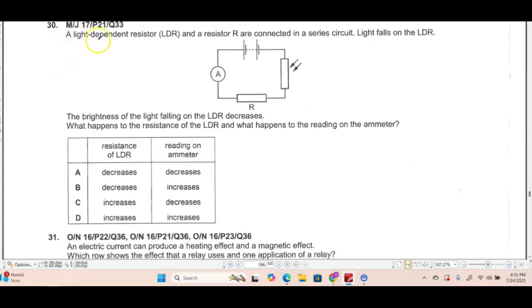Question number 30. A light dependent resistor LDR and a resistor R are connected in series circuit. Okay, light falls on the LDR. The brightness of the light falling on the LDR decreases. Okay, what happens to the resistance of LDR and what happens to the reading on the ammeter? Now as they've stated that the light falling on the LDR decreased, so as the light decreased, the resistance of the LDR increases.